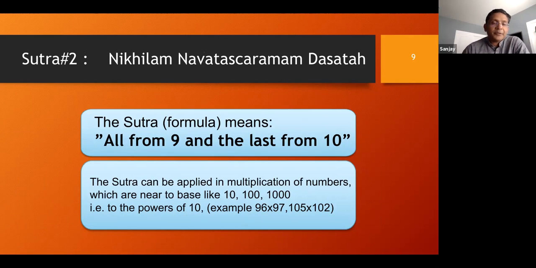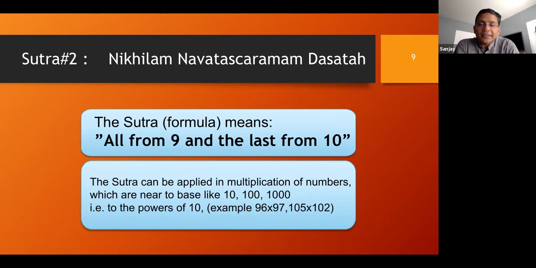So now let's get a quick feel. You already learned one lesson. Now let's see how you can do a second one, all from 9 and the last from 10. This is Nikhilam Navatashcaramam Dashatah. This is Sanskrit, of course.